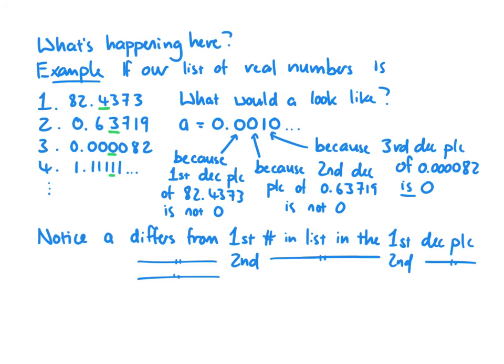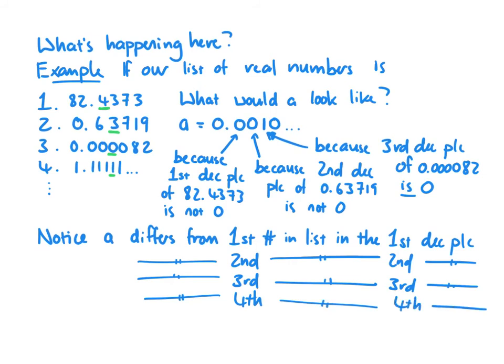It differs from the third number in the list in the third decimal place, right? Our third number in the list has a 0 in that spot, A has a 1 in that spot. And then it differs from the fourth number in the list in the fourth decimal place, because our fourth number in the list has a 1 in that decimal place, A has a 0. And we just continue in this way. So this is why we're constructing A in this way, because we want it to be different from every number in the list. So let's go back to our proof.